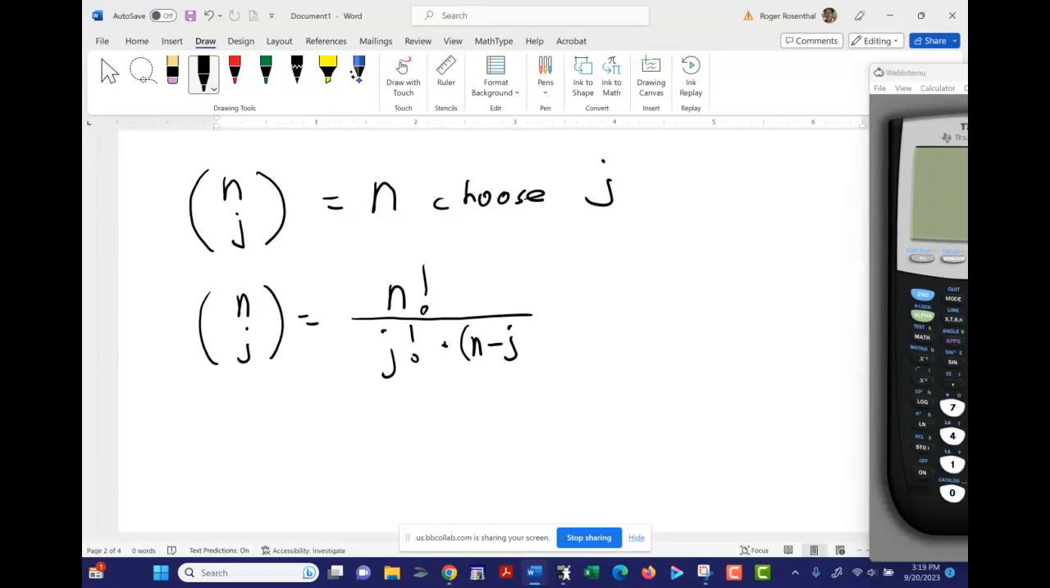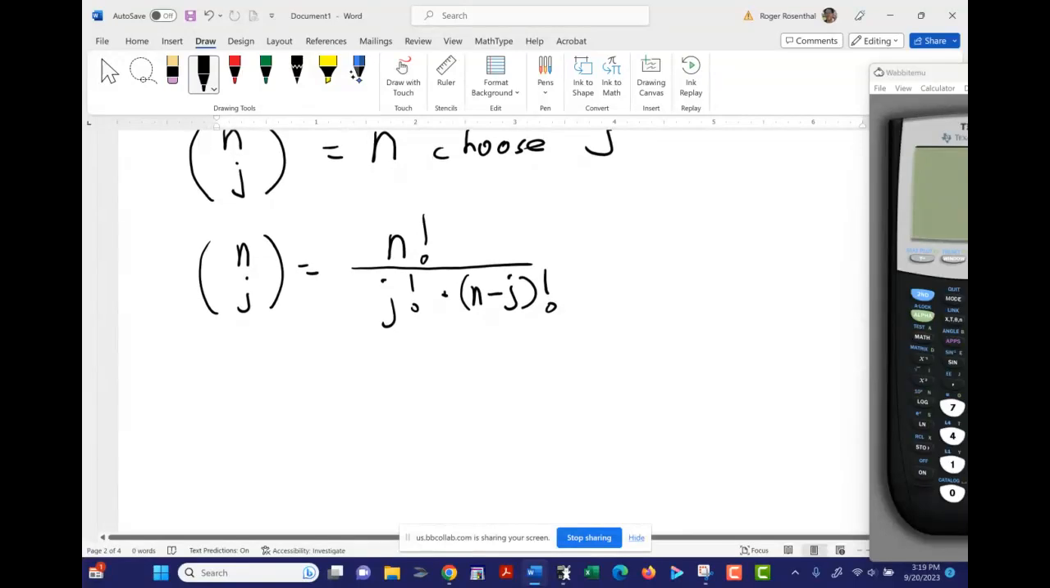And for n choose j, whenever you have this kind of thing, the top number is always either bigger than or equal to the bottom number. The bottom number is never bigger. And then you're supposed to take this part and also do a factorial on that. This is the formula for n choose j.